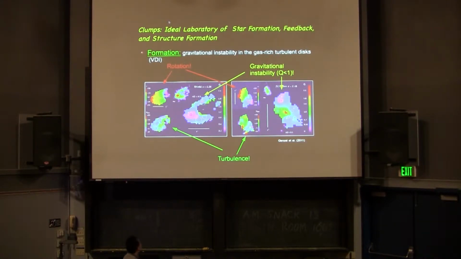And once you get the gas surface density from the H-alpha map, you can calculate the Toomre Q parameter. And for the sites of clumps, the Toomre Q parameter is less than 1, which means those sites are gravitationally unstable. So this is very strong evidence to support the formation of clumps by gravitational instability, also called violent disk instability, VDI.